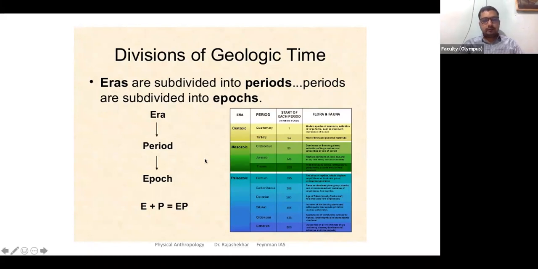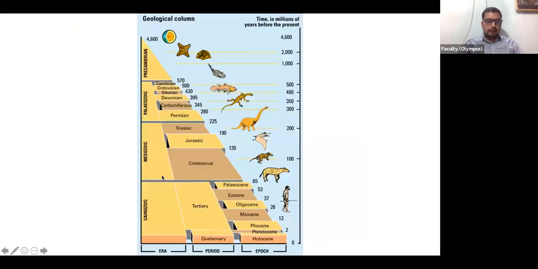So let's see what the different periods and epochs are. Some more terms that we need to check here. Here I just showed you the different categories: eras, periods, and epochs. Let me show you this nice image, which adds information to what we already discussed.